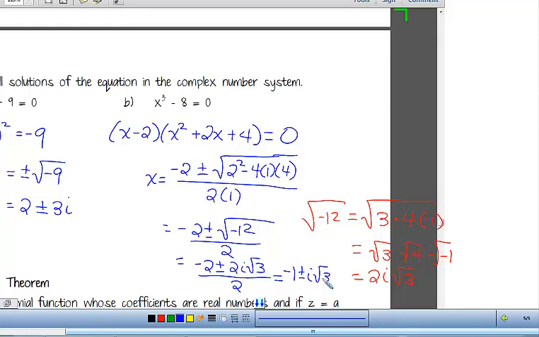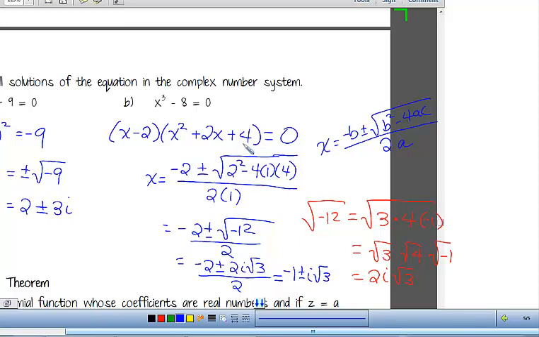I don't understand how you got minus 2 plus or minus the square root of, right here, this piece. Oh, this is just the quadratic formula. So remember the quadratic formula: x equals minus b plus or minus the square root of b squared minus 4ac, all over 2a. In this case, a is 1, b is 2, and c was 4. You want to keep the quadratic formula in mind always. It pops up again and again.